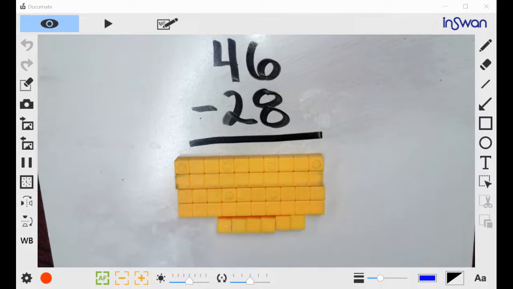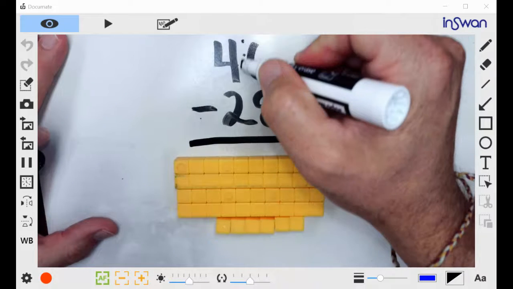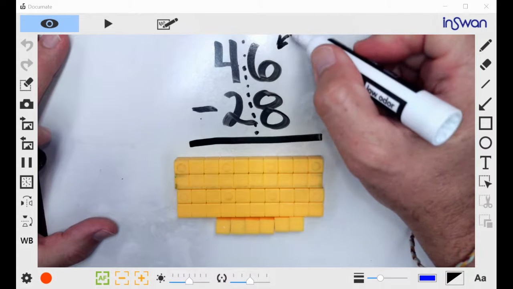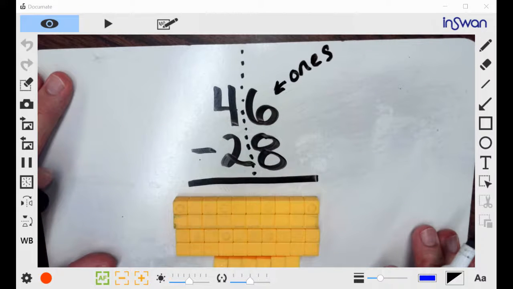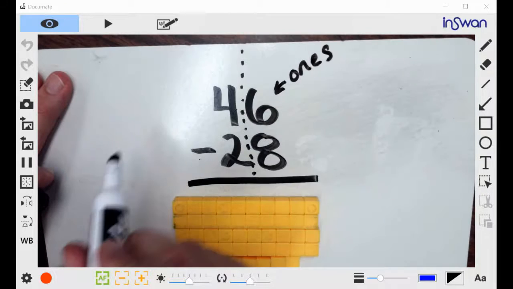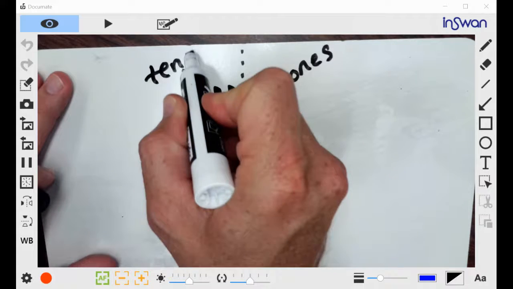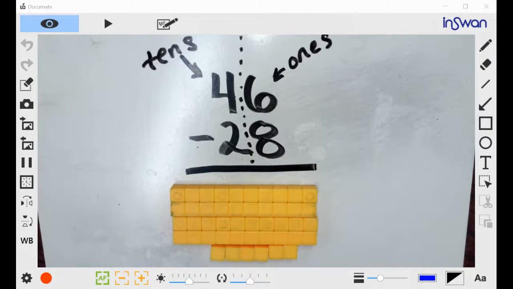So the first thing, when I look at a subtraction problem, especially when there's 2 digits, I look at the right-hand column. So if there was an imaginary line, these are the ones. That is the ones place. And then over here is the tens place. And I'm sure most of you know this already, but I'm just saying this as a reminder.